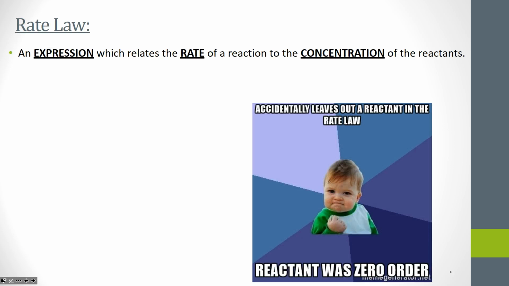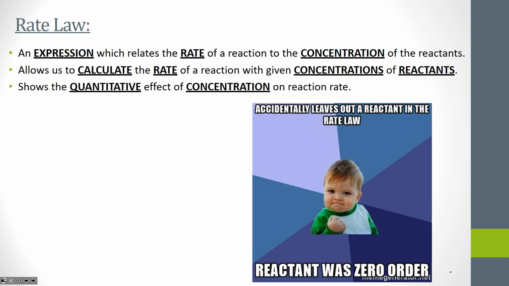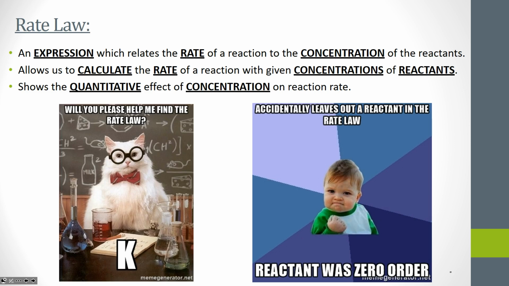So rate laws are expressions which relate the rate of reaction to concentration. They allow us to calculate the rate of reaction with the given concentrations of reactants. So if I know the rate law and I know the concentration of my reactants, I can figure out how fast that reaction is going to go right off the hop. It basically allows us to put quantitative numbers, actual quantities, to our concentrations and rates. These memes will make sense in a few minutes.